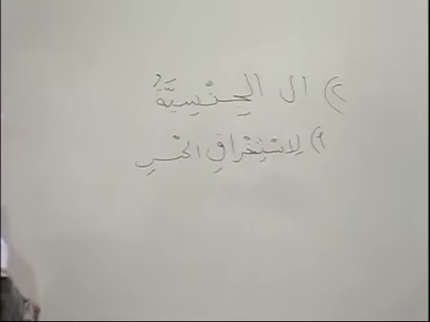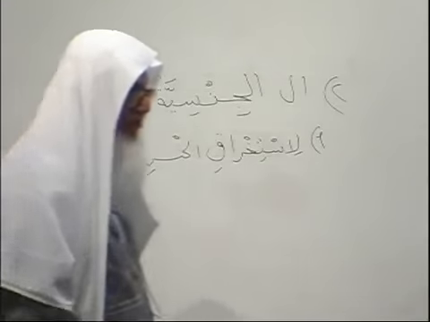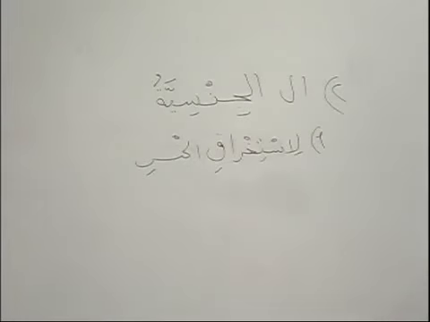استغراق, which باب is this? باب 10th, استفعل. استغرق, from غرق, means to drown, to get drowned. استغرق means to be completely covered. الاستغراق الجنس, example, as I told you: الإنسان يموت, man dies. It means every man dies. All human beings die.